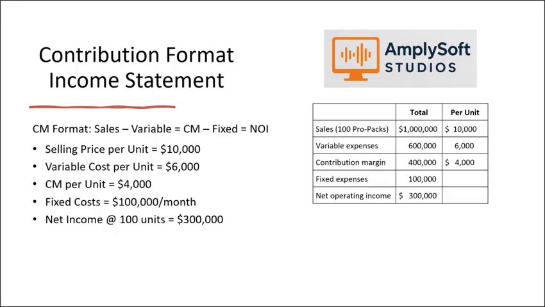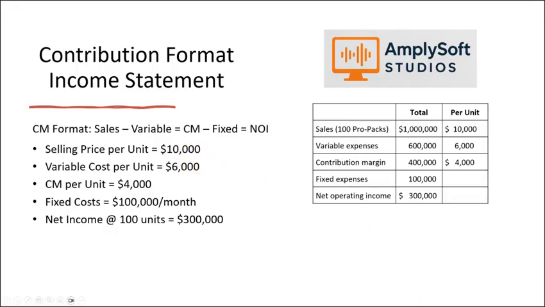First, recall what the CM format income statement is, as shown here. Sales minus variable equals contribution margin minus fixed equals net operating income. Here's the data for a Pro Pack. The annual subscription selling price is $10,000 per Pro Pack. Variable cost, which is mostly cloud computing and audio storage, is $6,000 per unit. Contribution margin, $4,000 per unit. Fixed cost of $100,000.